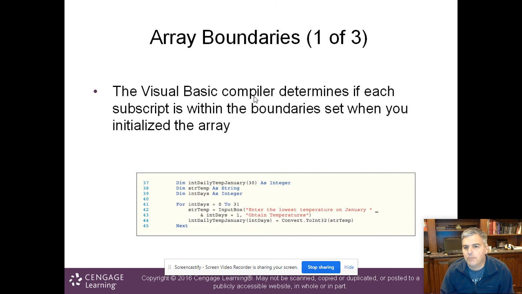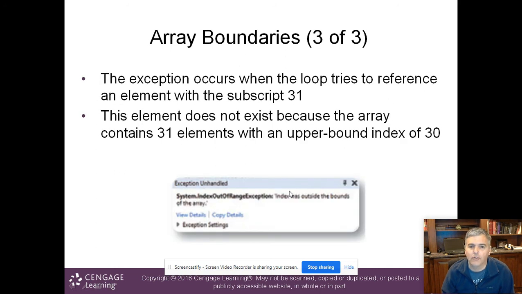So the Visual Basic compiler will determine if your subscript is within the boundary set when you initialize the array. So in this example, we have a 30 element array, and we're going 0 to 31. So that's going to cause a problem. This is going to error on us when we actually run this program. When it gets to the last one, it's not going to be able to get to 31 because we're starting 0 to 31. So that's too many items. That's going to cause an error for you.